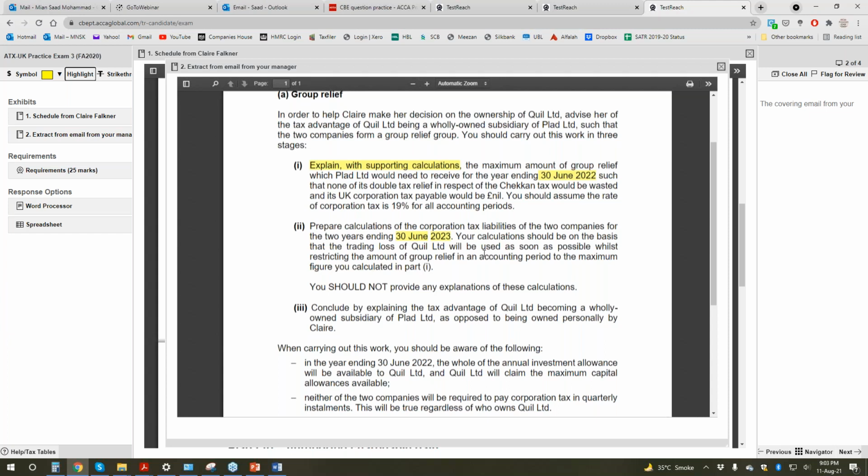Guys, whenever the client demands in the question that my loss should be relieved as soon as possible, the options that should come into your mind firstly should be set off against total income this year, or if there is a group relief available, try to give your loss to some other company. If the carry back option is available, carry back. Carry forward should be your last priority. Why? Because for carry forward you have to wait, and your client requires that the loss be relieved as soon as possible.